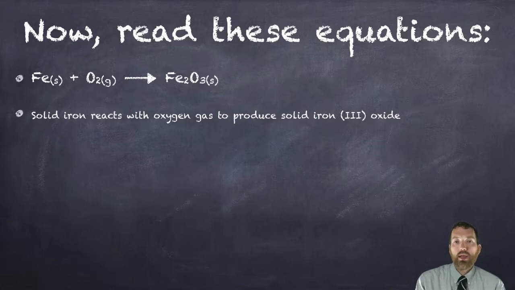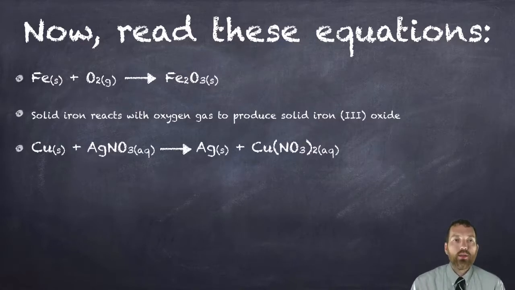So the reason it's iron 3 oxide is because this oxygen is 2-, so that would be 3 2-, that's a -6. That means this side needs to be a +6. The only way that can happen is if iron is the +3 variety. Okay, let's try another one.